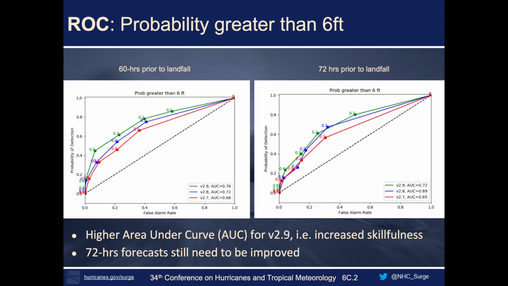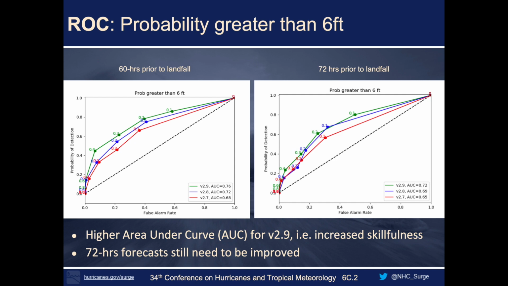So these are some results for probabilities greater than 6 feet. And they're shown at 60 hours prior to landfall on the left, and then 72 hours prior to landfall on the right. And these are ROC figures that have the false alarm rate on the x-axis and the probability of detection on the y-axis. And so you can see that we're generally improving the probability of detection going from version 2.7 to 2.8, and then again to 2.9. There is a slight increase in the false alarm rate, especially in version 2.9, but we think we can help bring that down by future improvements to P-Surge.